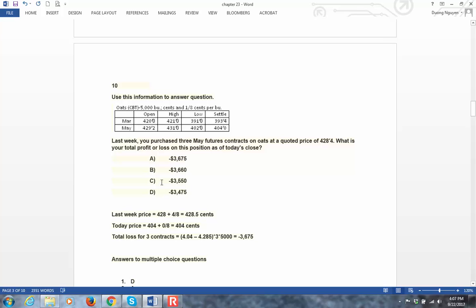And today's price, this is the May contract, the settle price is 404 and 0. So basically it is 404 cents. Last week you bought at 428 and 4, which is 428.5. Today it is 404. So you would lose 404 minus 428.5 times 3 contracts, and each contract is 5,000 bushels. You can see over here 5,000 bushels. So you have a loss of $36.75.